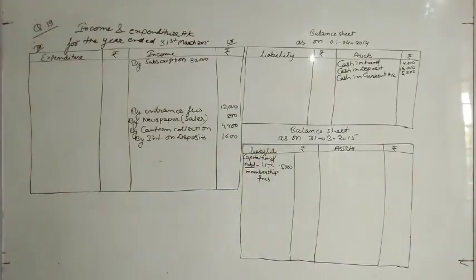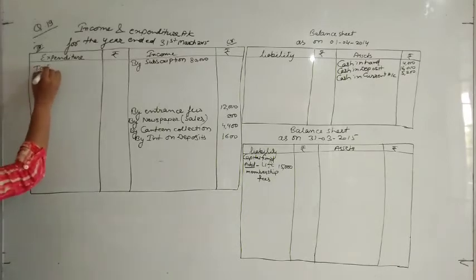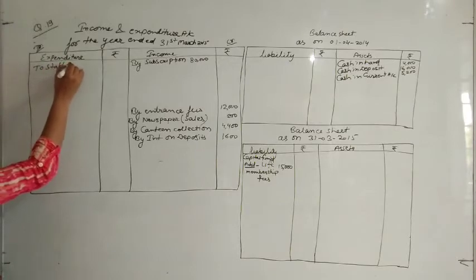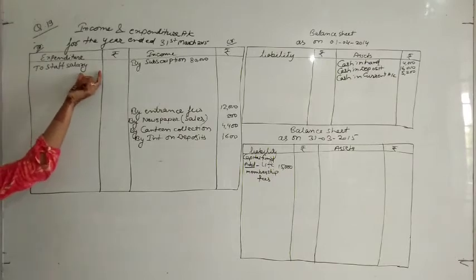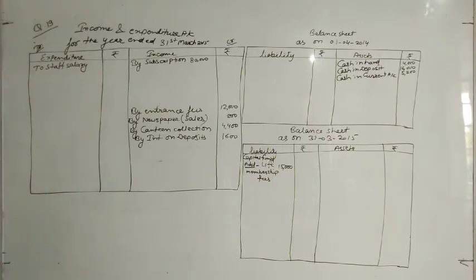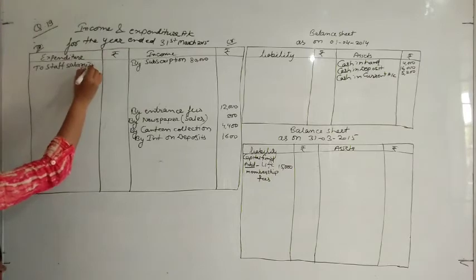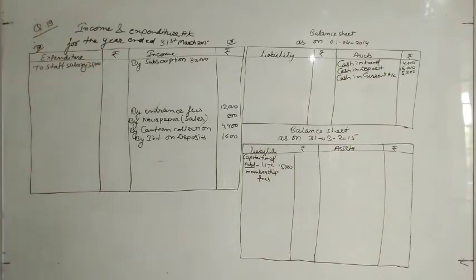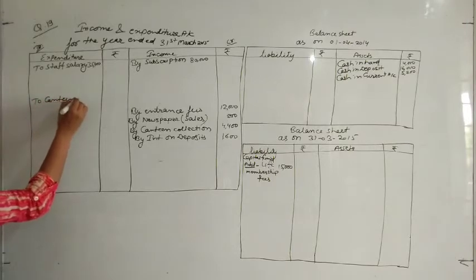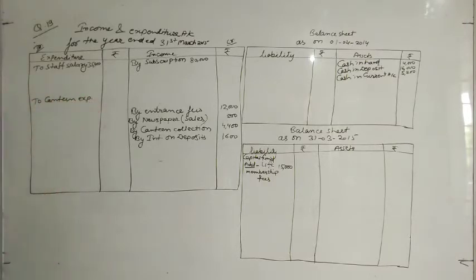Let's move on to the payment side now. Staff salary. Staff salary will be written on the expenditure side. If you remember, there was additional information related to salary, so we will write the amount of salary in the inner column. 35,400. Canteen expenses. I am leaving some space here for additional information. To canteen expenses, these are 3,500.